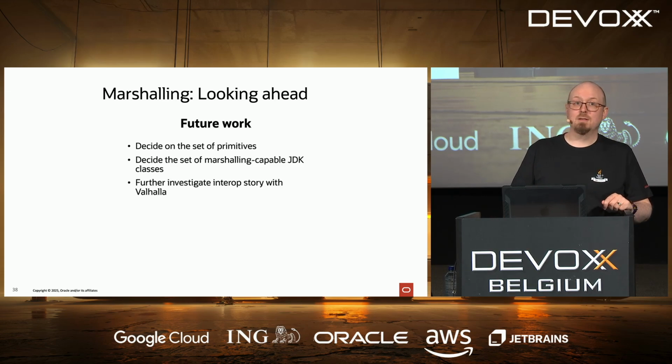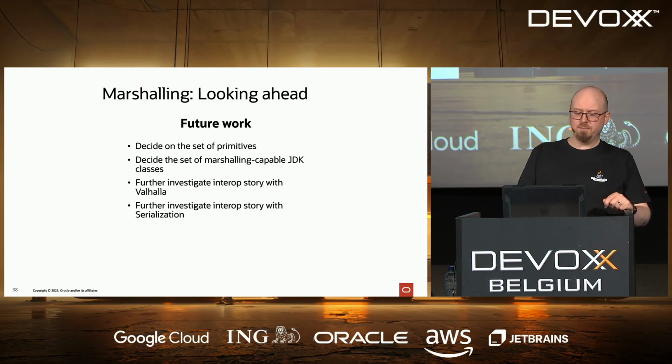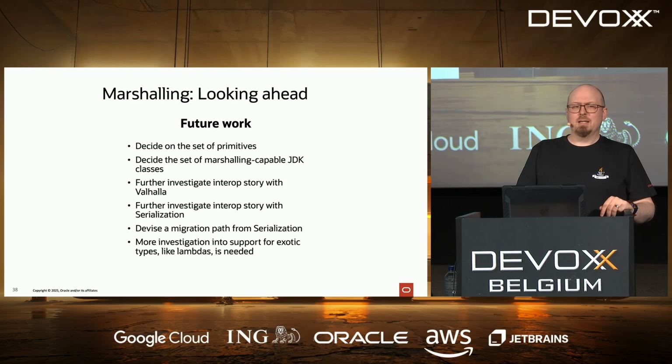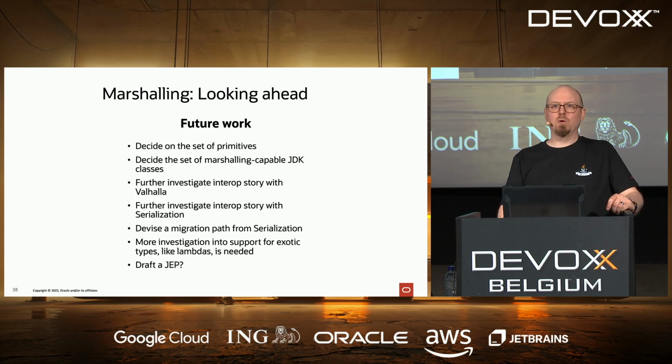Of course, this is a moving target, so making sure that it works well with value types. Also, should there be a bridge between marshalling and serialization or not? Is there a migration path? What's the recommended migration path? And of course, there are some exotic data structures like lambdas, etc., that we'll have to look at and see how that works. And then of course, last but not least, at some point there will probably, hopefully, be a JEP drafted.